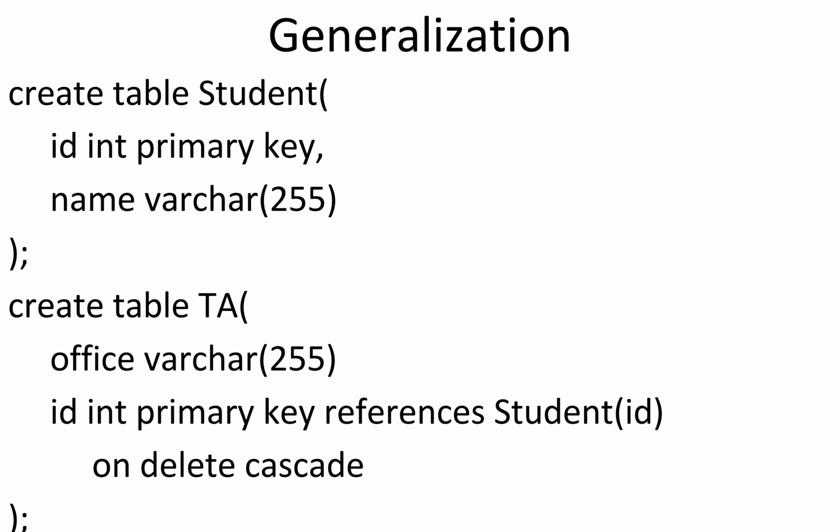Okay? And notice that it says on cascade delete. See that? That means that if you remove the corresponding student, you also remove the TA. It would make no sense to keep track of the TA without the accompanying student. Right? They're meant to live together, live and die together. Right? These two records.